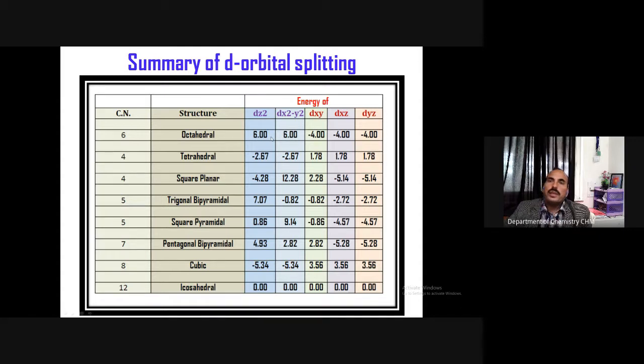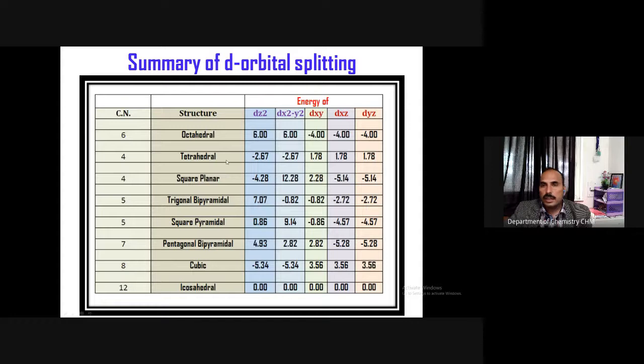If you make a diagram of the d orbital splitting, you have the y-axis. Okay, in between you put the zero, and then you put plus one, plus two, plus three, and below zero minus one, minus two, minus three, like that. Okay, and you can easily make the energy level diagram. Let's say you put the two d orbitals, dz square and dx square minus y square, at 6 Dq, and the other three at minus 4 Dq.